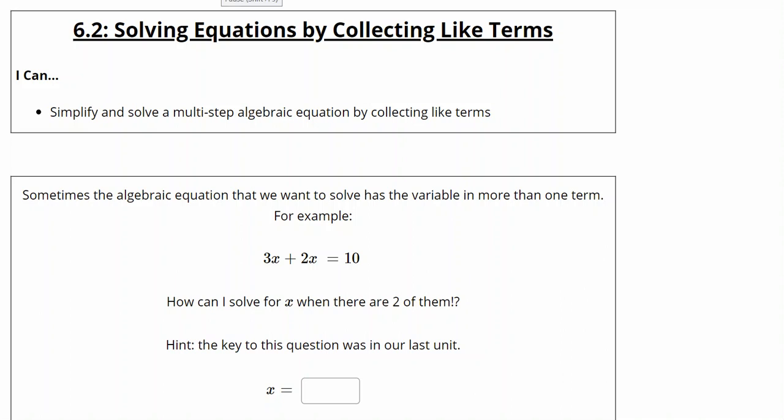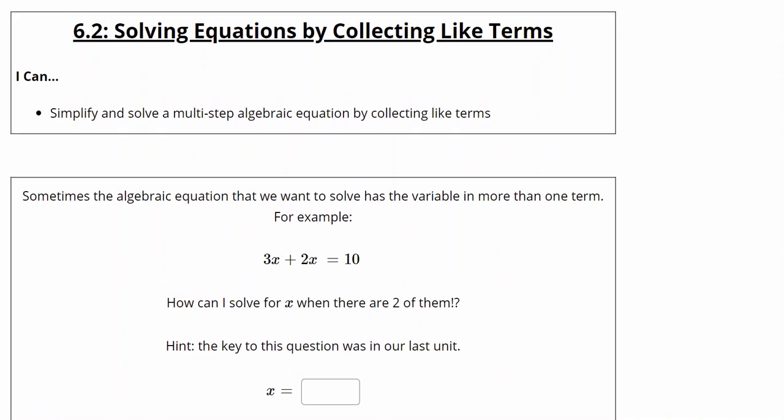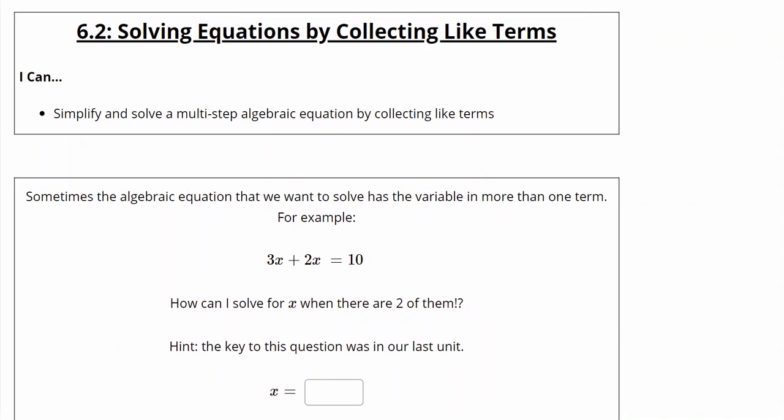Hey, grade nines. Welcome to lesson 6.2. What we're going to be doing is still solving for x, but we're going to introduce one more step to start. What I mean by that is, let's say we had an example like this one.